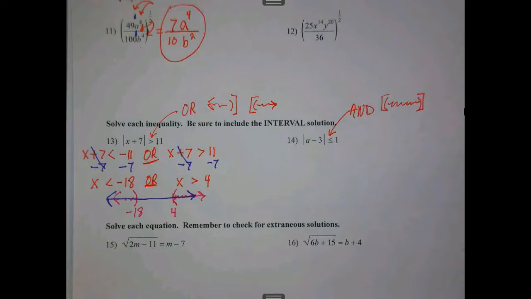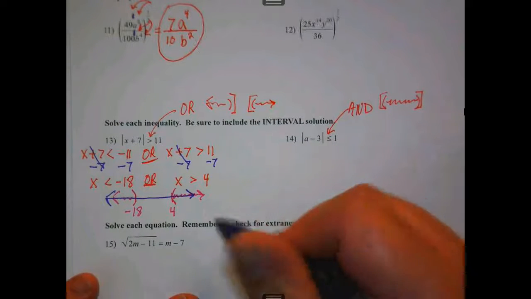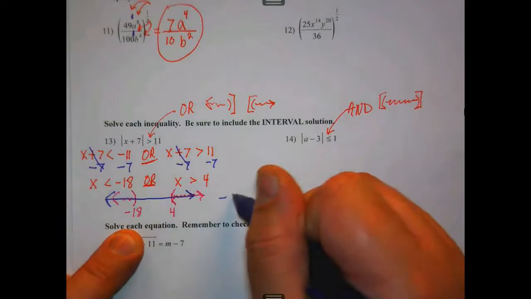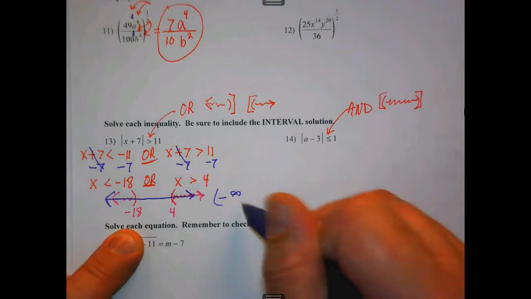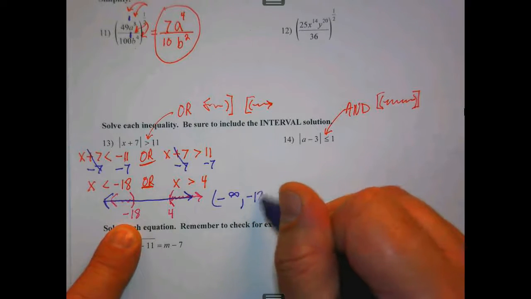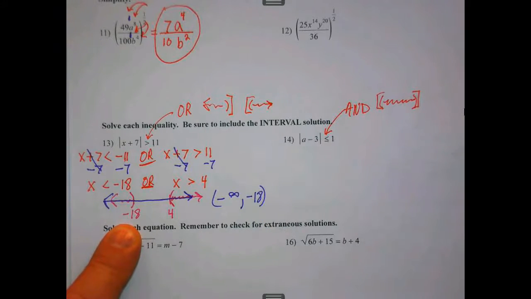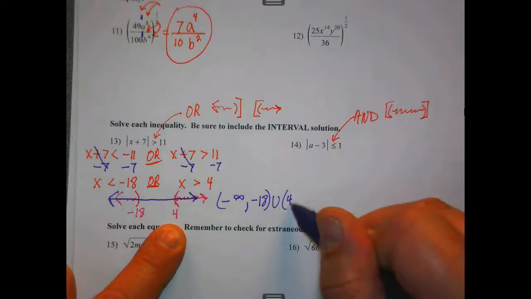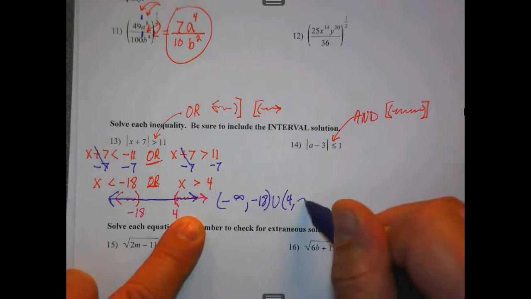Interval notation. See, I have starts here at negative infinity, always gets a parenthesis, comes in, stops at negative 18, parenthesis, union, starts again at 4, goes to positive infinity.